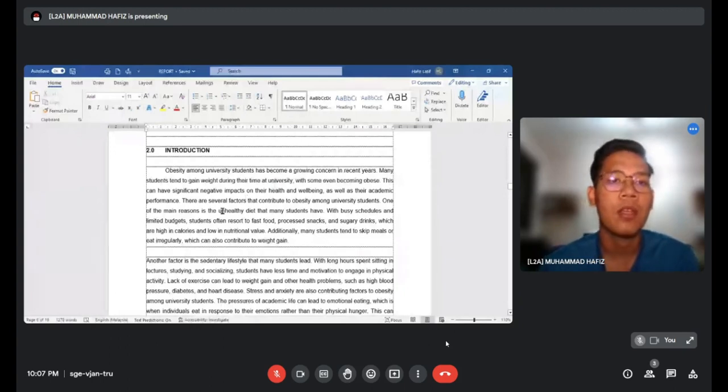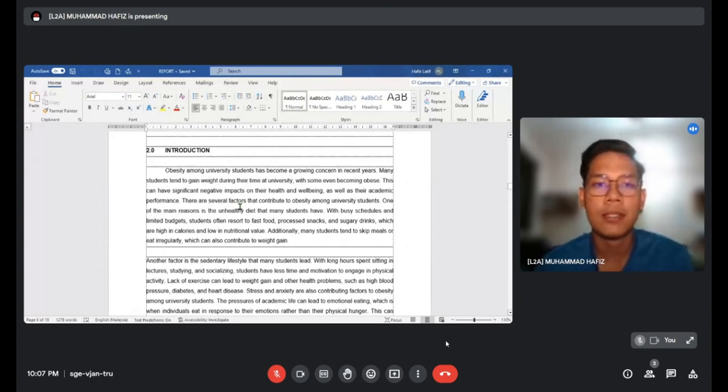Obesity among university students has become a growing concern in recent years. Many students tend to gain weight during their time at university, with some even becoming obese. This can have significant negative impacts on their health and well-being, as well as their academic performance.